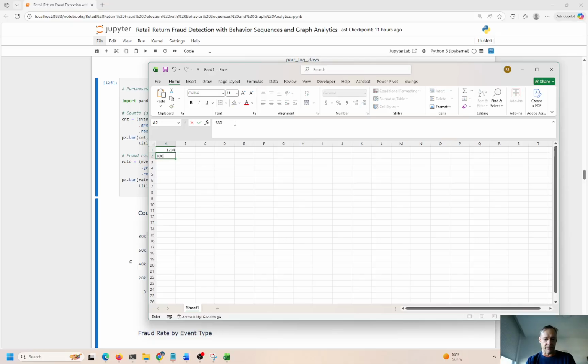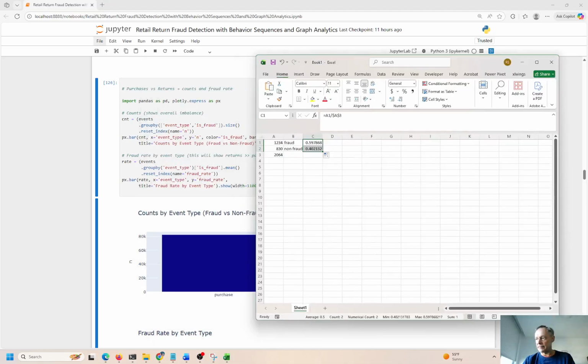830, right? Okay. And this is fraud. Equals. So we have 2064 transactions. 59% are fraud, and 40% are not fraud. Okay, so this is very interesting.